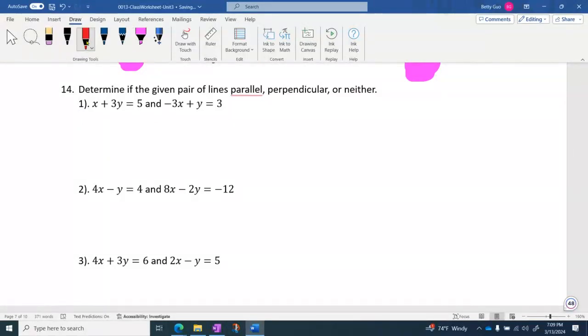What formula? Why do I use that formula? It's because I see this straight line is in standard form. This is also in standard form. And since my task here is to determine if they are parallel or perpendicular or neither, I need to know their slopes, right? If I know their slopes, I would be able to determine.